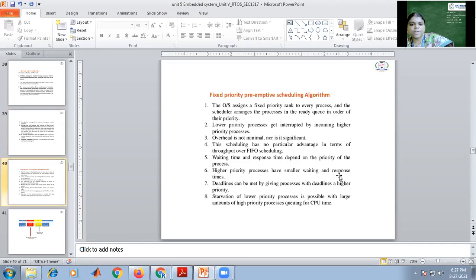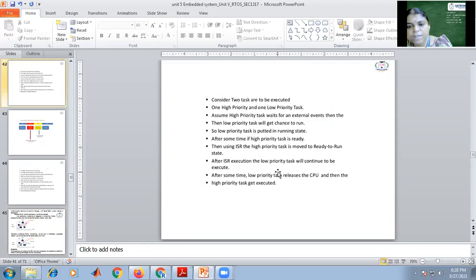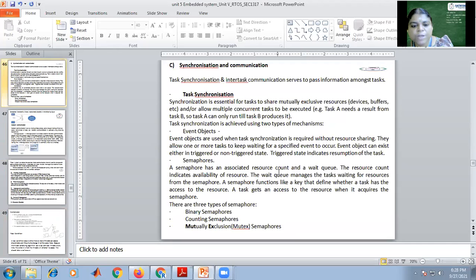And then priority preemptive scheduling. Here some priority level will be assigned to each task. Based on the priority level, even when a task is running, if a higher priority task arrives and is ready to run, the lower priority task which is currently running will be put into the waiting state, the ready state, and the one which has the highest priority will be given the chance to run. So that is all about preemptive scheduling.